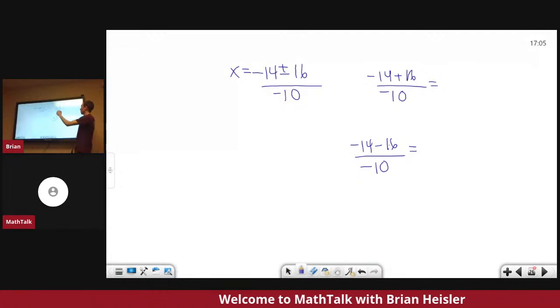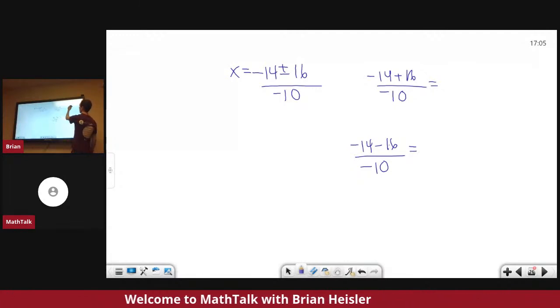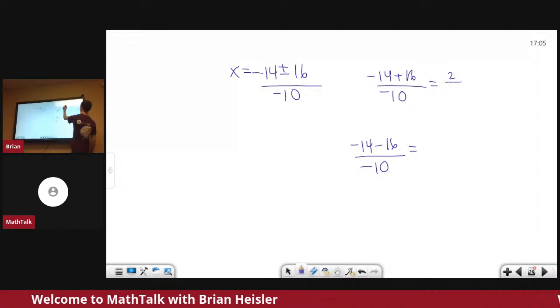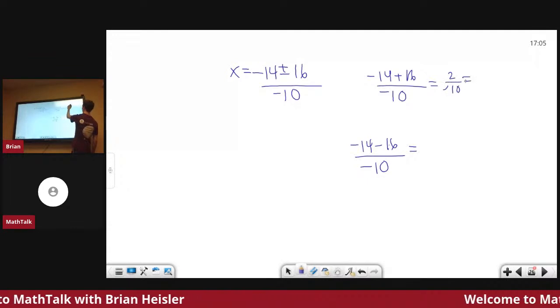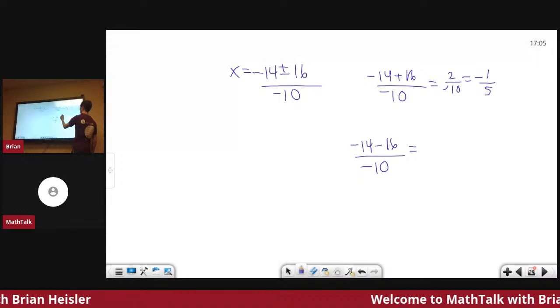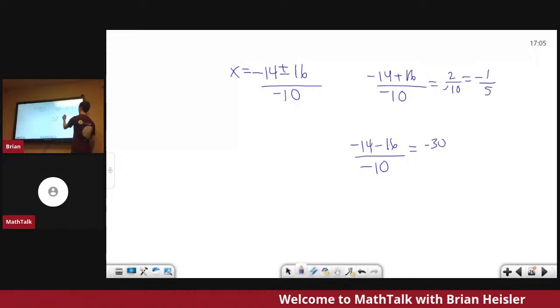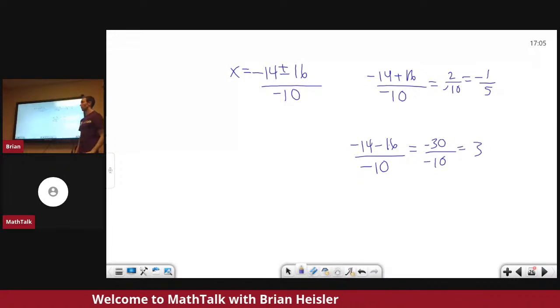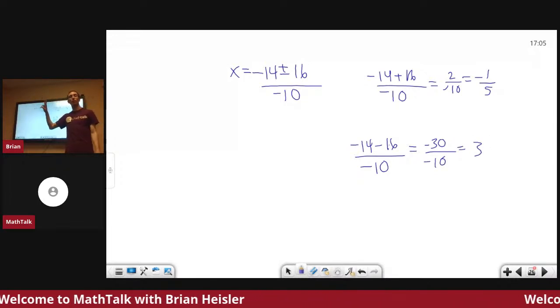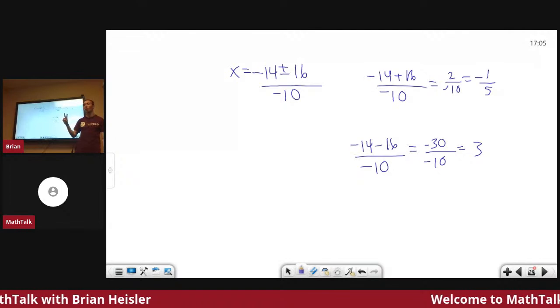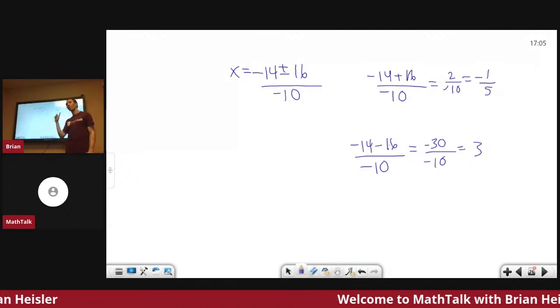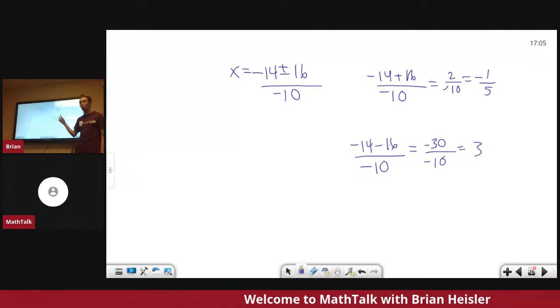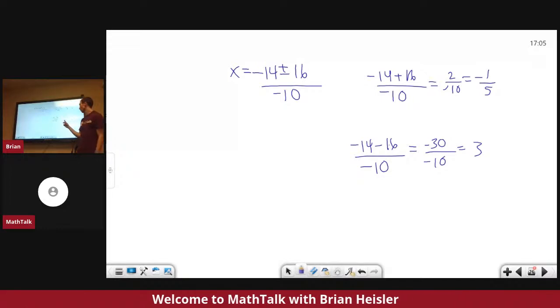If I do that, negative 14 plus 16 is negative 2. Nope, it's positive 2 over negative 10, which is negative 1 fifth. And then this ends up being negative 30 over negative 10, which is positive 3. So I have two different answers. Typically, you're going to get two answers with a quadratic equation. And for instances like this, really only one of them is the right answer.